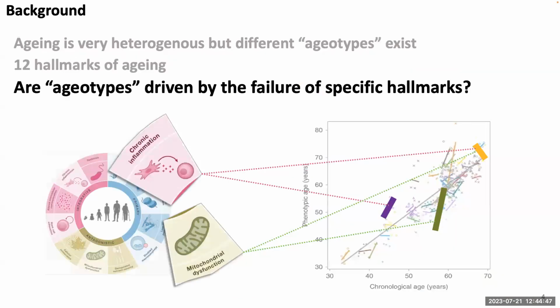So the hypothesis in our work is basically we want to determine different aging patterns, and then see if these aging patterns are driven by any chance by the failure of specific hallmarks, so specific molecular pathways that are characterized, or a combination of them, right? So this is what we set out to do in this work.